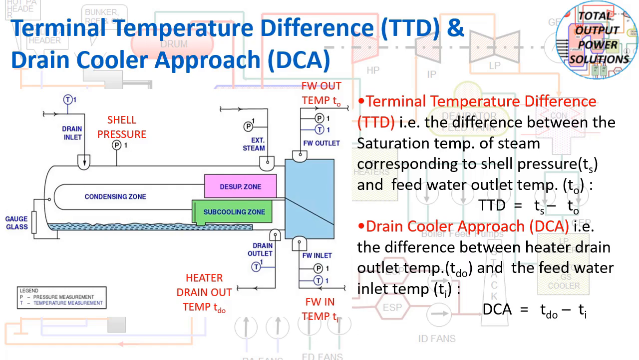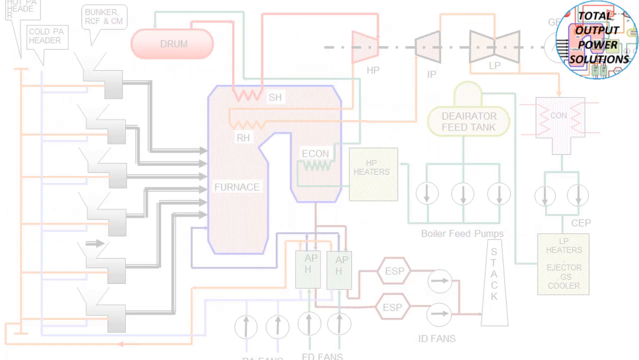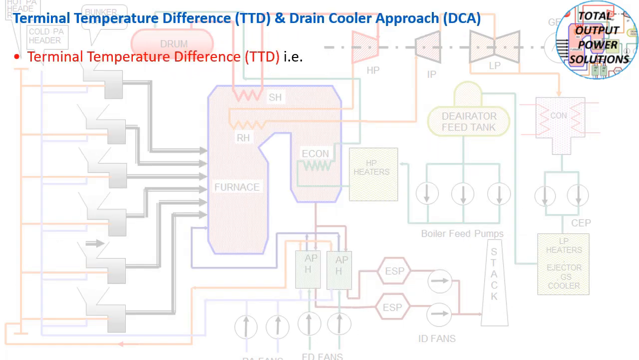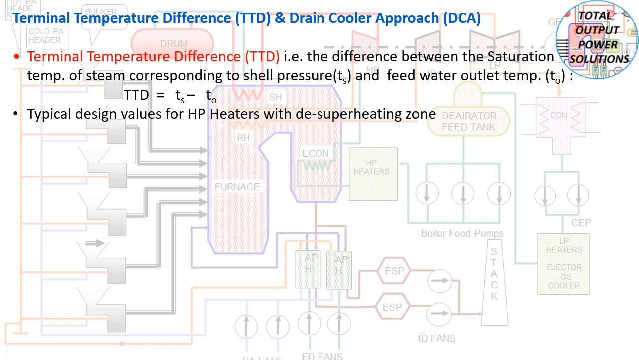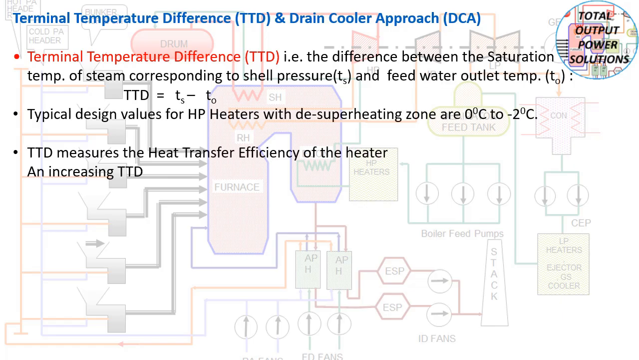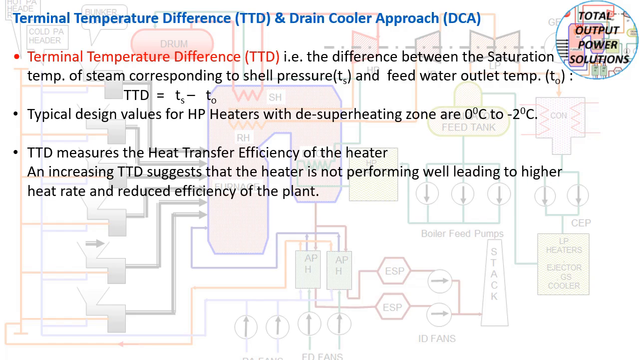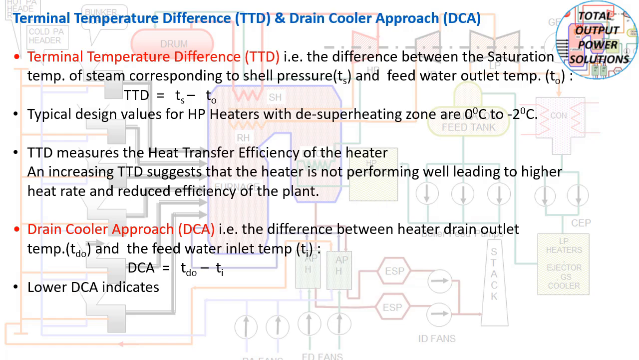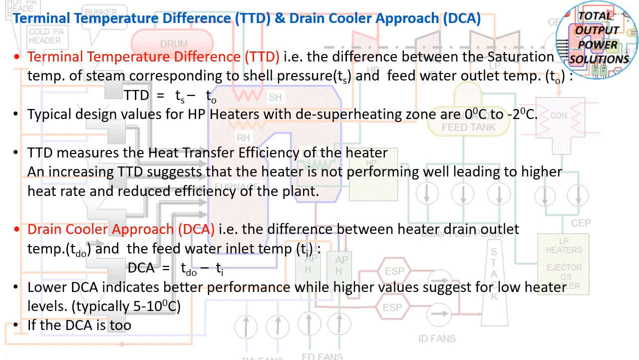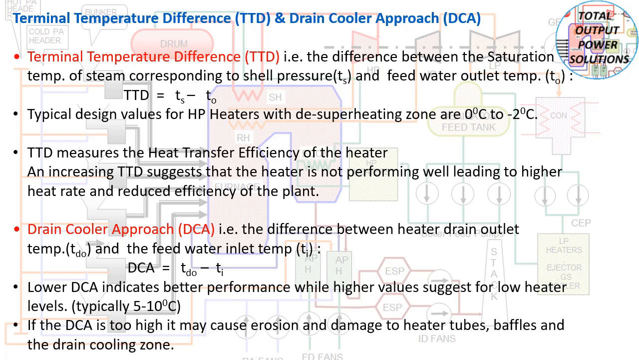The terminal temperature difference, TTD, is the difference between the temperature of steam corresponding to shell pressure and feed water temperature, TTD = Ts - To. Typical design values for HP heaters with de-superheating zone should be 0 to -2 degrees centigrade. The TTD measures the heat transfer efficiency of the heater.